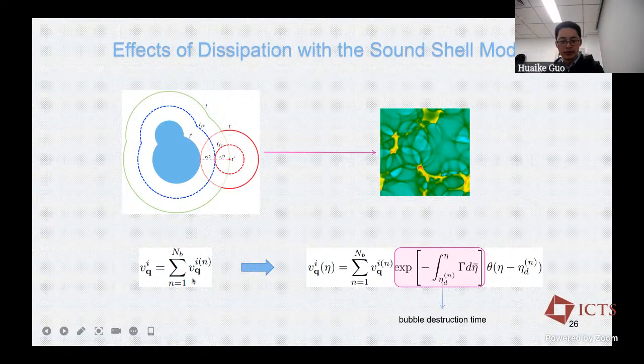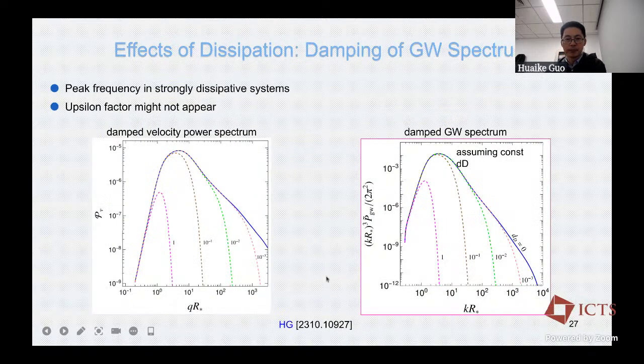The velocity perturbation from each bubble will be added linearly in the sound shell model to obtain the total velocity field. And for each perturbation of the fluid, the sound or the velocity field, there will be a damping effect. If we add all these together, we get the total velocity field. Because it's a random field in space, what we actually need to calculate is the power spectrum for the velocity field.